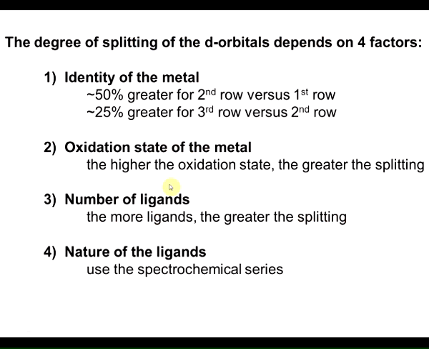Now the splitting of these d orbitals depends upon 4 factors, and these are crucial for helping us decide whether or not something will be high spin versus low spin. The first that we want to look at is the identity of the metal. Typically your second or third row transition metals are more likely to have a greater splitting of the d orbitals. Those are capable of splitting those d orbitals more strongly than the first row. And you typically see about 50% greater splitting for second row than you do first.